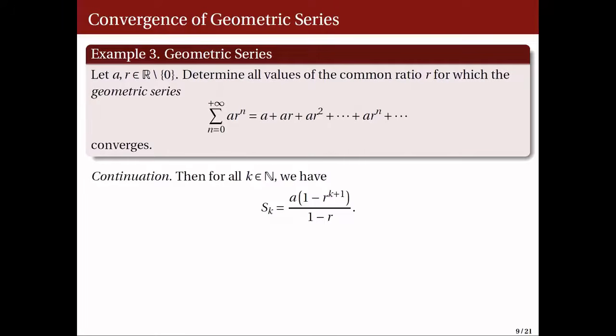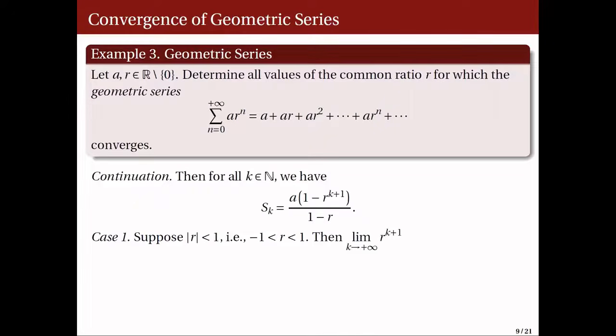We have s sub k equal to a times the quantity 1 minus r raised to k plus 1 all over 1 minus r. We then look at several cases depending on the value of r. First, suppose that the absolute value of r is less than 1, that is, r is between negative 1 and positive 1.